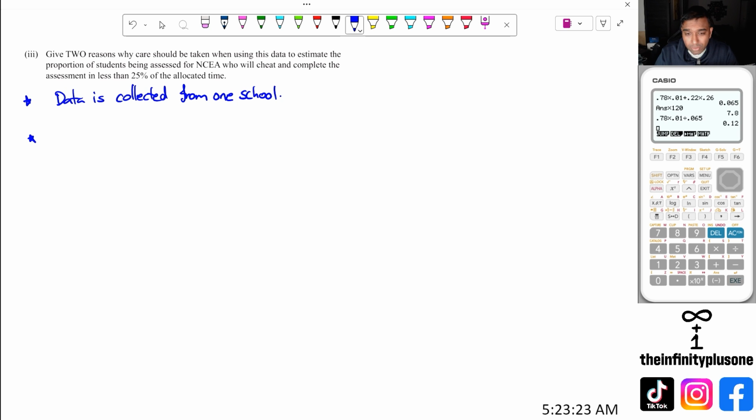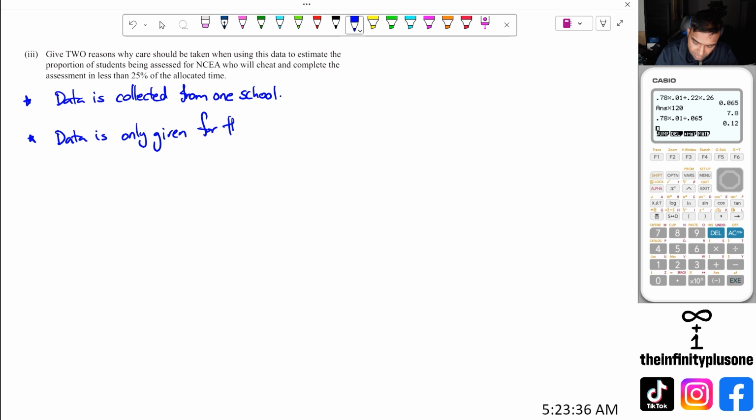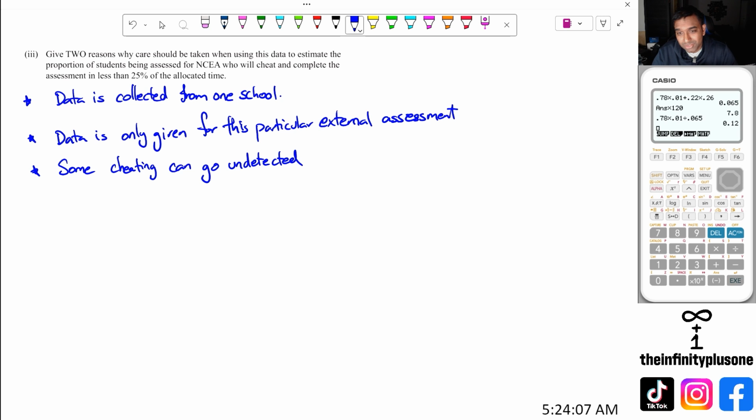Data is also given only for this particular external assessment. So if you have different external assessments, you're going to have different sets of data there as well. So data is only given for this particular assessment. We don't know what that is. And the last part that you can also mention is that not all cheating is actually detected. Some cheating can go undetected as well, because you really don't know when a person is cheating or not.